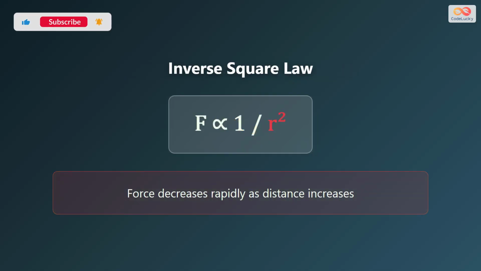The force is inversely proportional to the square of the distance between the masses. This is called the inverse square law. If you double the distance between two objects, the gravitational force becomes 1/4 as strong. If you triple the distance, the force becomes 1/9 as strong. This means gravity weakens rapidly as objects move farther apart, but it never completely disappears.